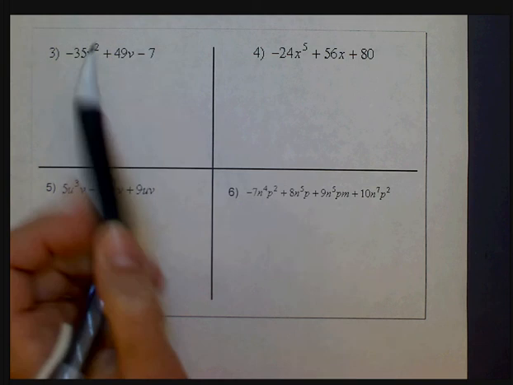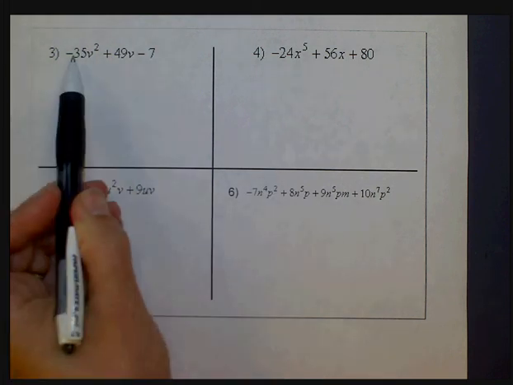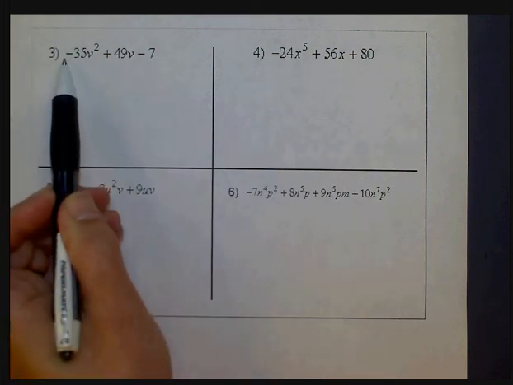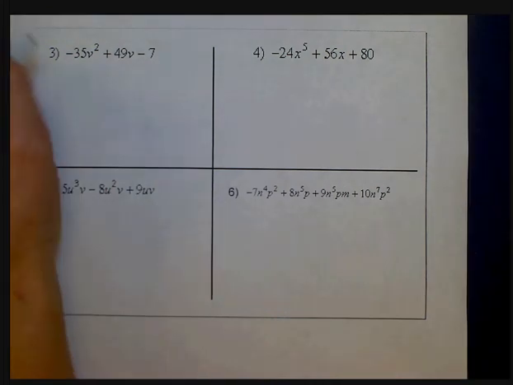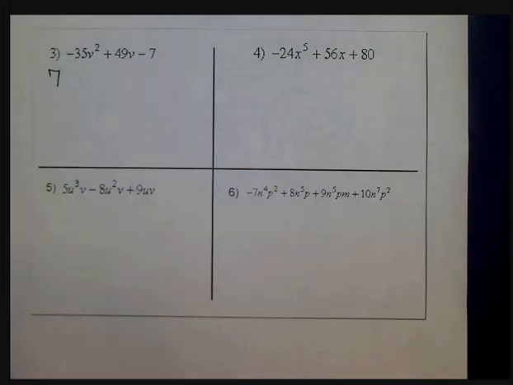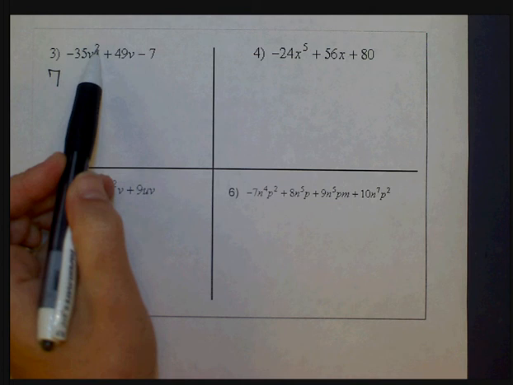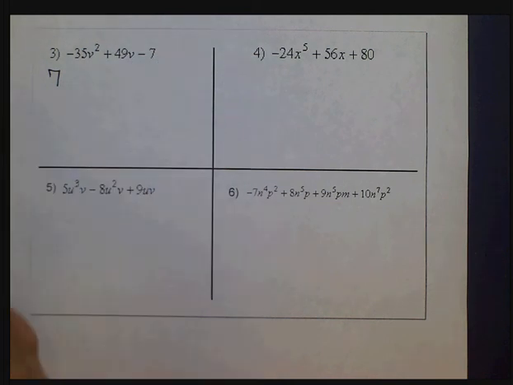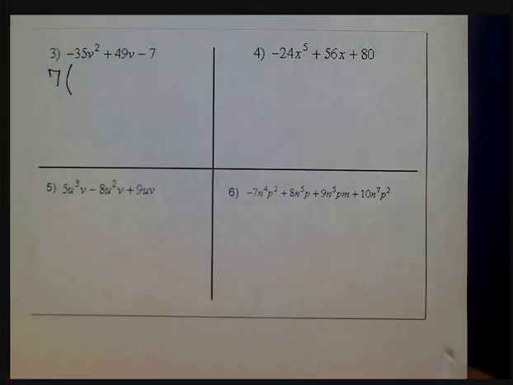Alright, so I pull out a 7. You see here that they have the negative in front. You can pull out a negative 7 also. So in this one, I'll just pull out the 7. I look at the variables. I got a v squared, a v, and no v. So they don't have any v's in common, so I'm ready to find out what's left.